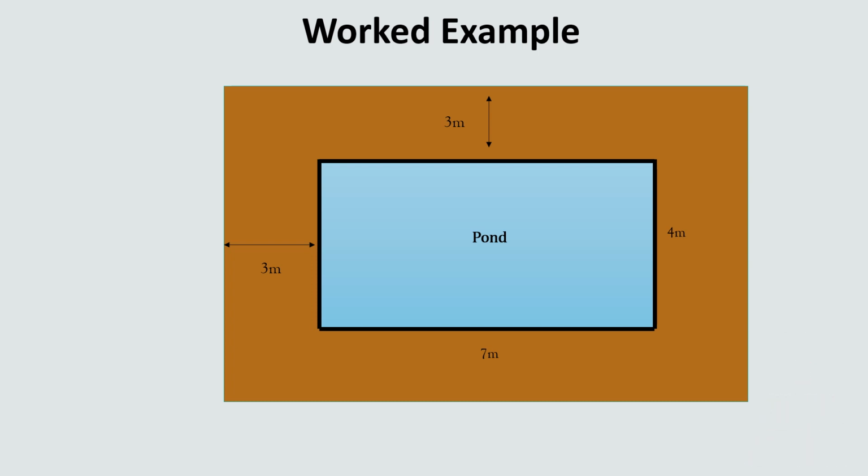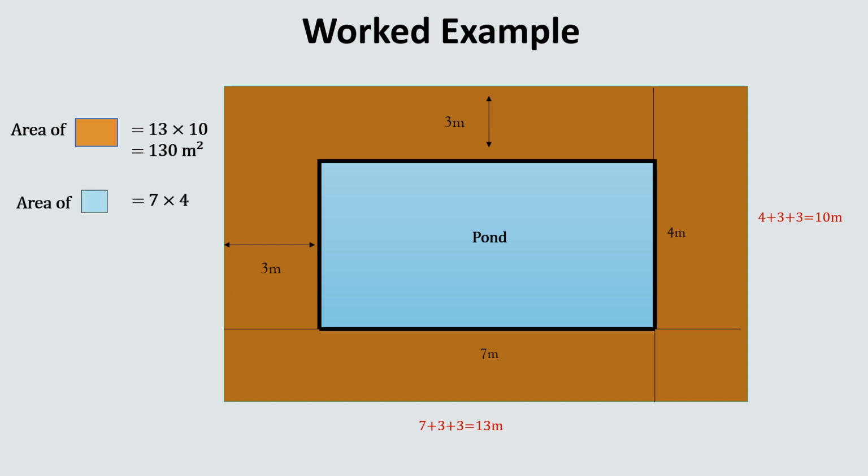So let's understand the total area of the brown path. It is 13 meters, as I have added the sides of the path along with the pond's length, and similarly for the width. So the area of the brown rectangle, which is 13 times 10, is going to be 130 meters squared, and the area of the pond is going to be 7 times 4, which is 28 meters squared. Now to find the total area which Ali is going to cover with gravel, I will subtract 28 from 130, and the answer will be 102 meters squared.